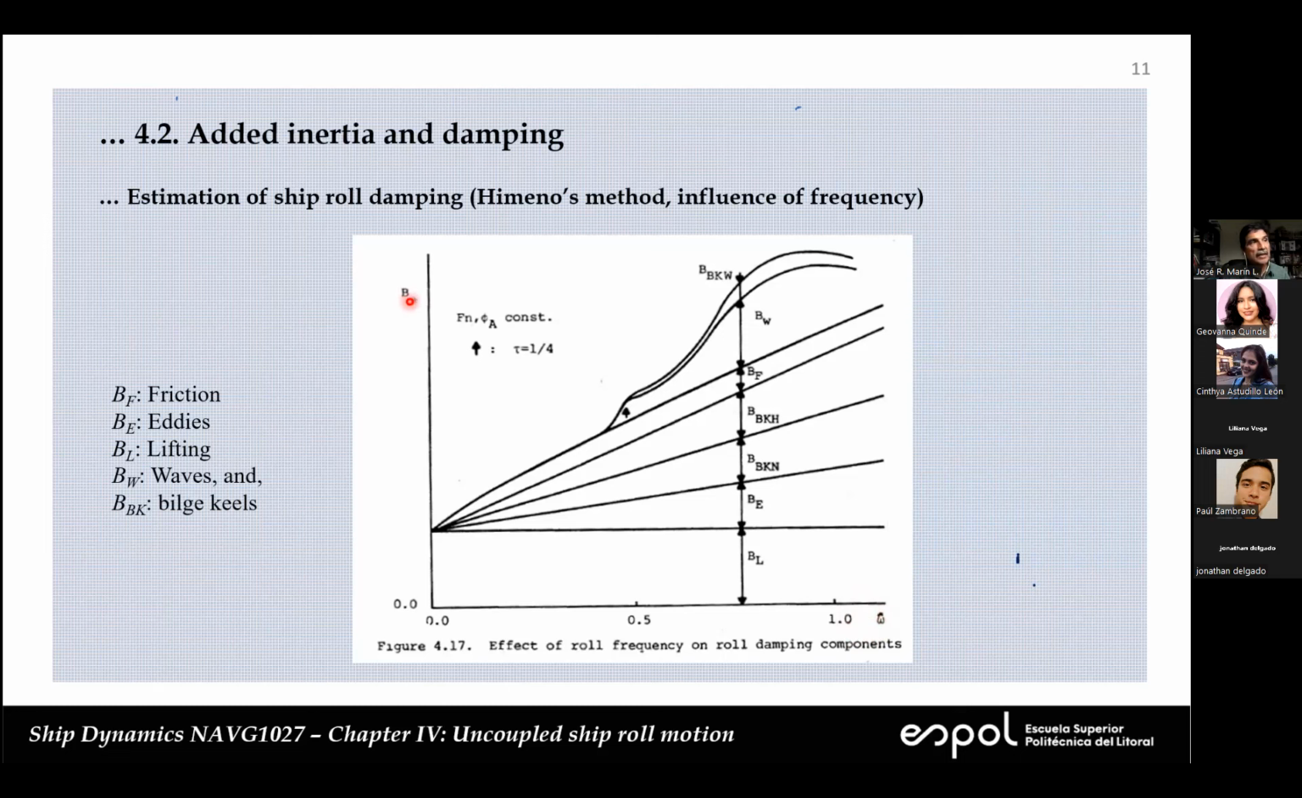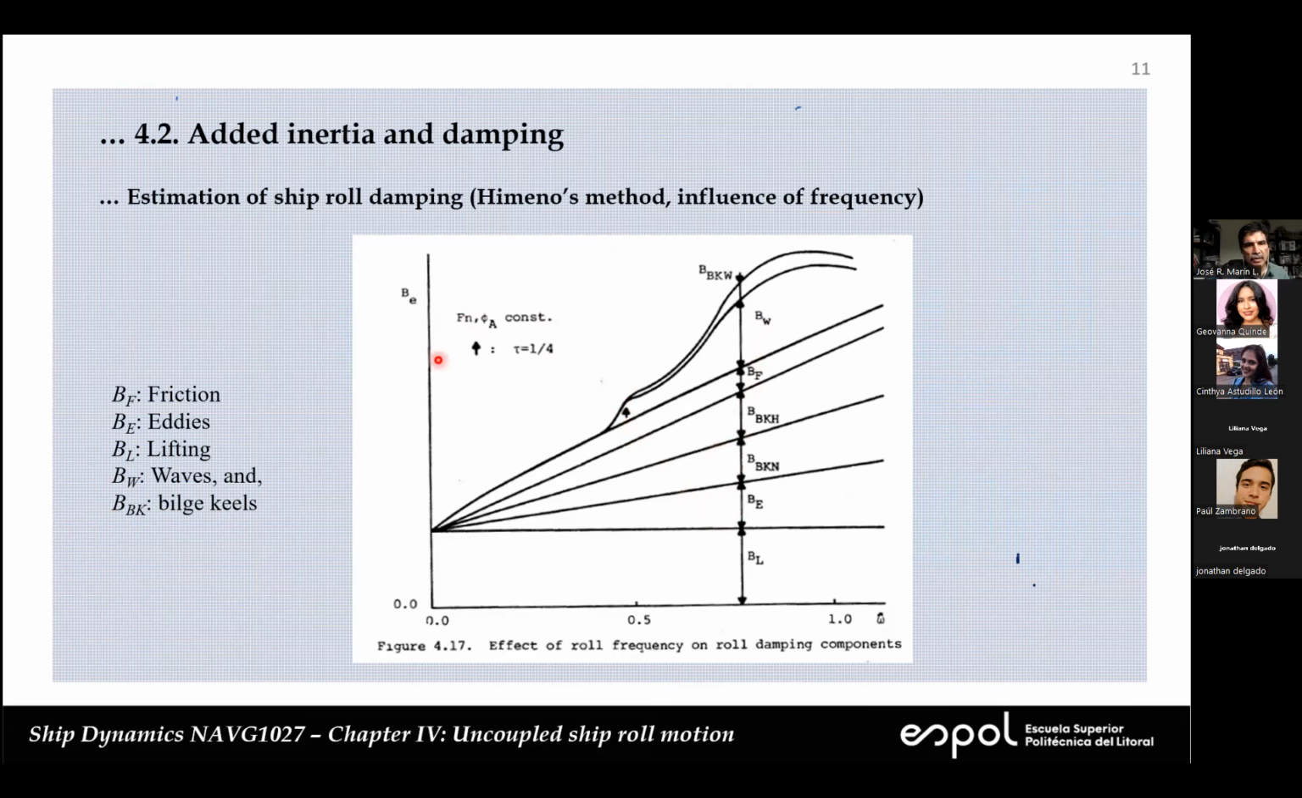And here you have the damping. You see that as you go to the right, increasing the frequency, basically all the components increase, except the lifting, because the lifting basically depends only on the velocity of the ship. So in this case, the Froude number is a constant.